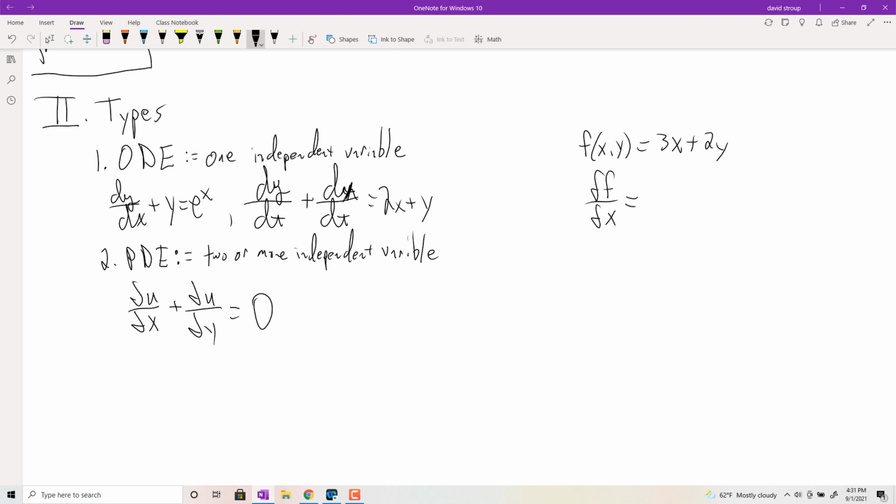And what you do is kind of just pretend y is a number, like a 5 or something. So it'd really just be like taking the derivative of 3x plus 2y. And when you take the derivative, you'll just get 3. The derivative of 2y will be 0.